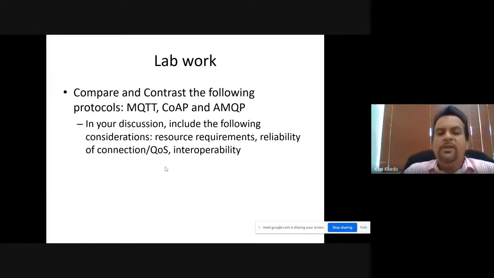Now that I have discussed MQTT, CoAP, and AMQP, here is some lab work for this week. Last week I told you to compare MQTT and CoAP. Now I'm telling you to add one more. Compare MQTT, CoAP, and AMQP as messaging protocols for IoT. You may discuss resource requirements, reliability of connection, QoS, interoperability, and especially the communication mechanism that they use. Try to compare those three protocols.